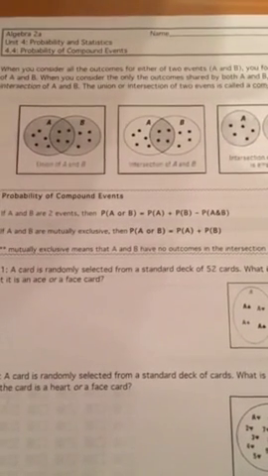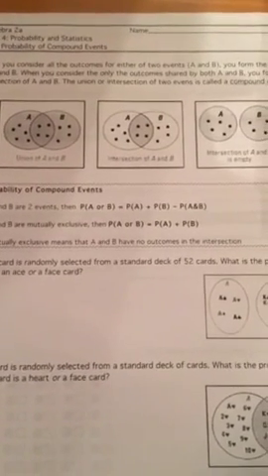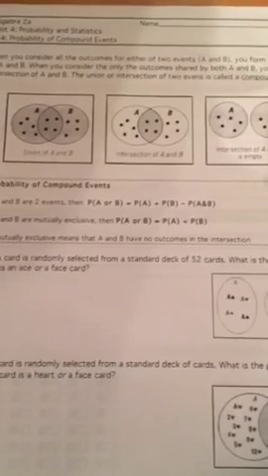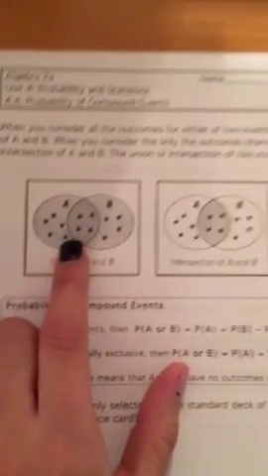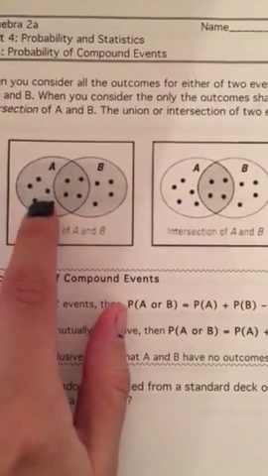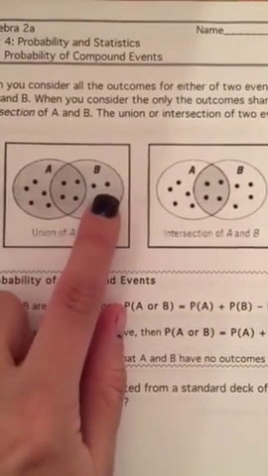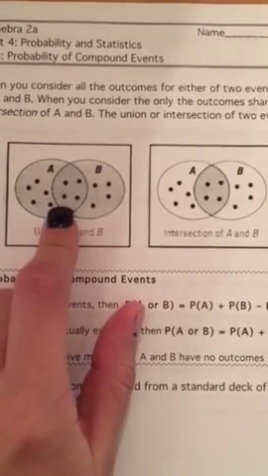It says at the top, when you consider all the outcomes for either of 2 events, which we call A and B, you form the union of A and B. Here's a Venn diagram that shows us what the union of A and B looks like. Let's say A were my kings and B were my jacks. The union of A and B would be all of the kings and jacks.